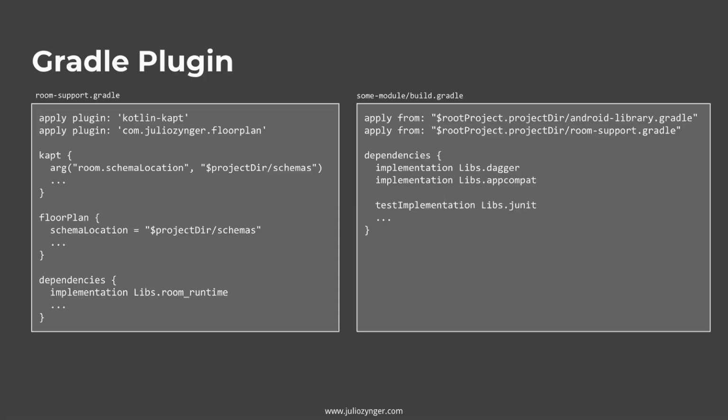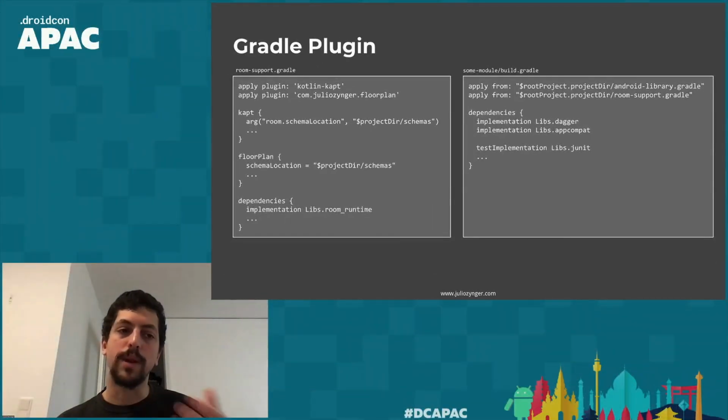So one of the things that we've done is to wrap the plugin within another plugin. Here on the left side, you can see in this left box, we wrote this plugin called Room Support. Basically, that applies the FloorPlan plugin and already defines the properties that you want. It also uses the assumption that, if you're applying this plugin, you want to use Room as well. So we already include some dependencies.